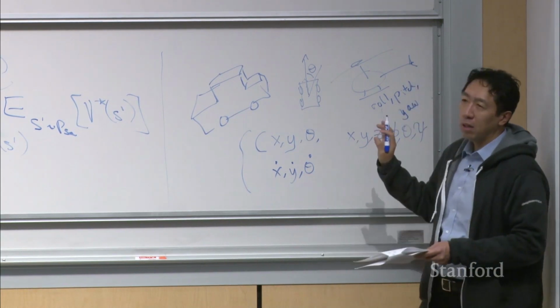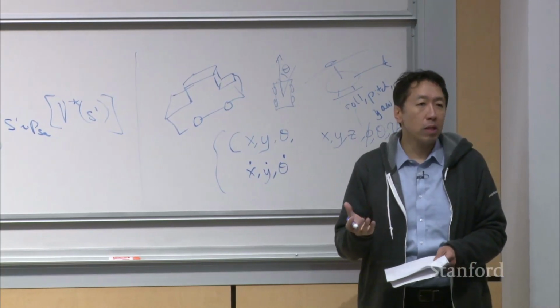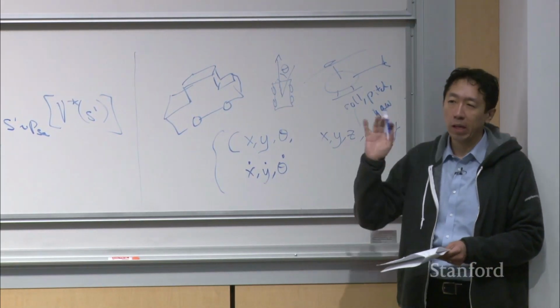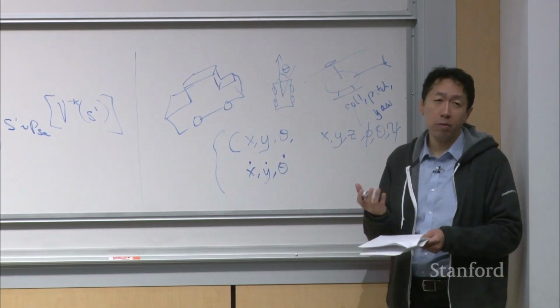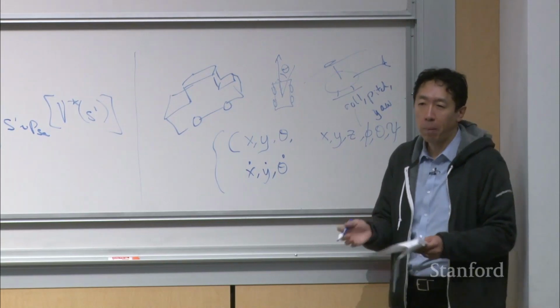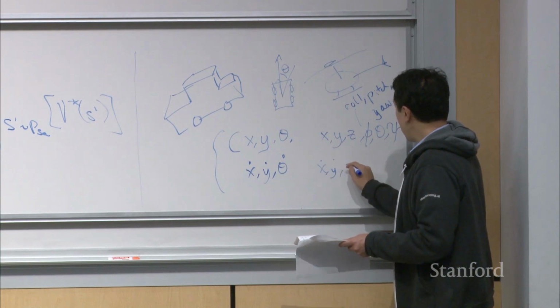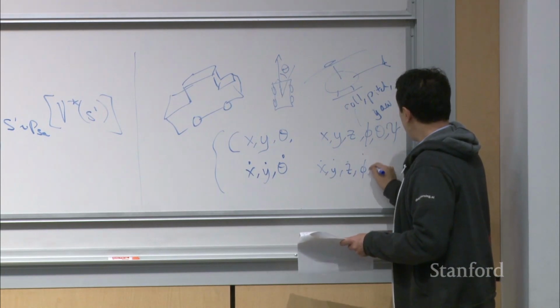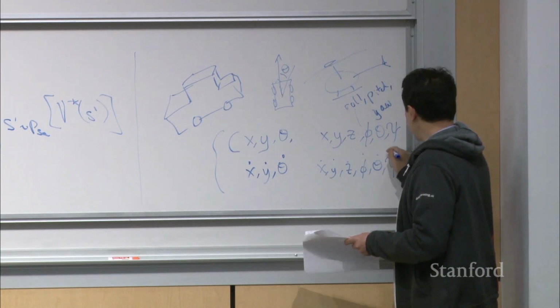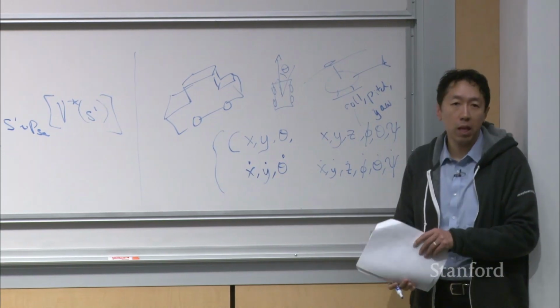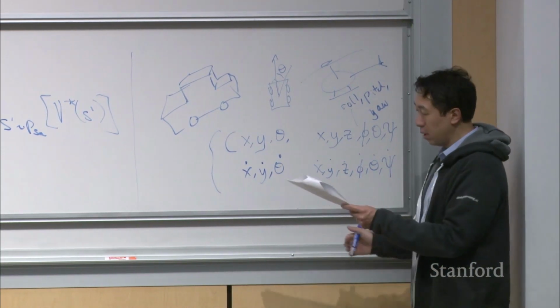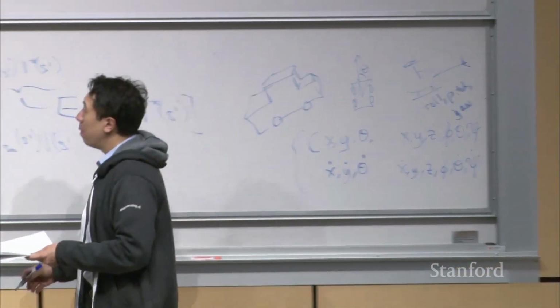But the orientation of a 3-dimensional object flying around is conventionally represented with 3 numbers, such as roll, pitch, and yaw. And then x dot, y dot, z dot, phi dot, theta dot, psi dot, right? The linear velocity and the angular velocity, okay?